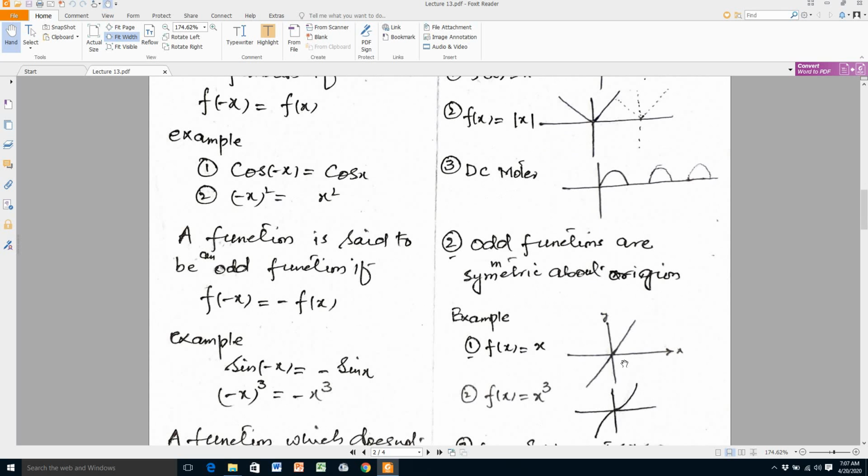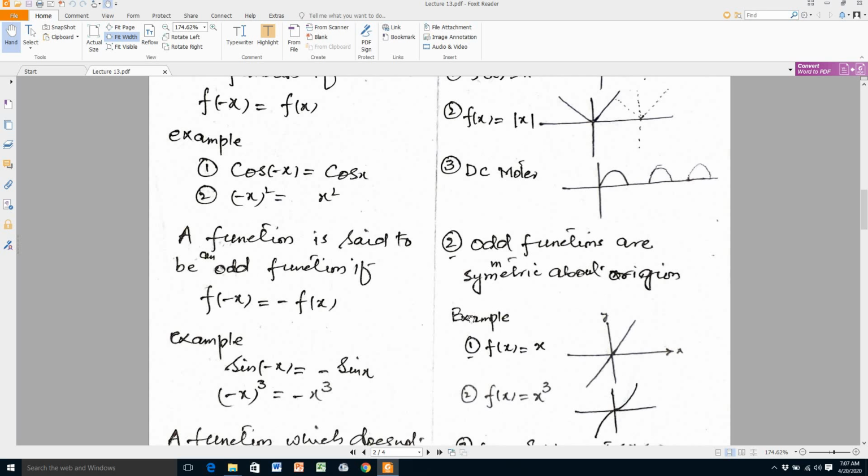The second type is odd functions, which are symmetric about the origin. If we take a 180-degree turn, the function reshapes itself. The odd functions are symmetric about the origin, or we say it is a 180-degree rotation. If you rotate the body about 180 degrees, it takes the same shape as the original function.